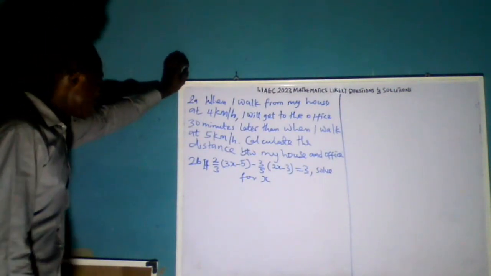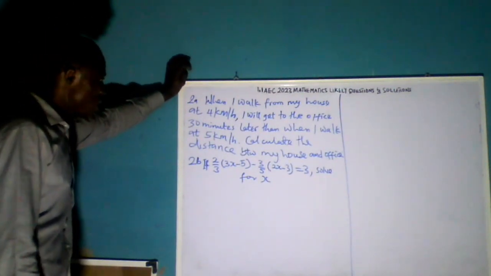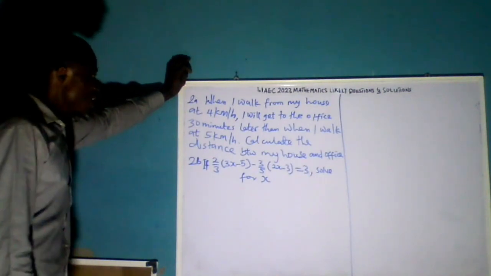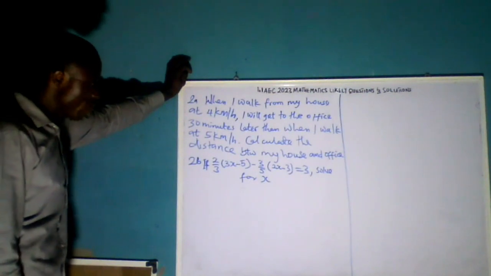When I walk from my house at 4 km per hour, I will get to the office 30 minutes later than when I walk at 5 km per hour. Calculate the distance between my house and the office.